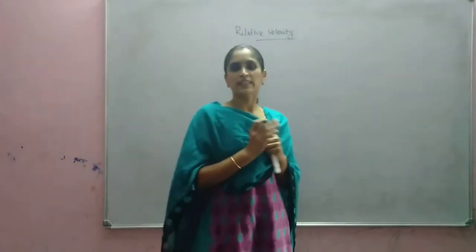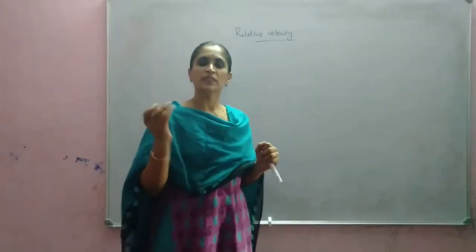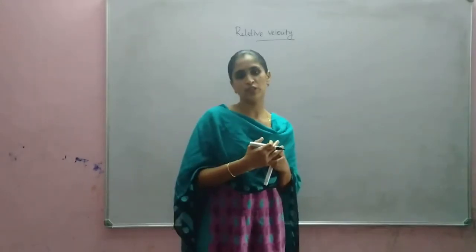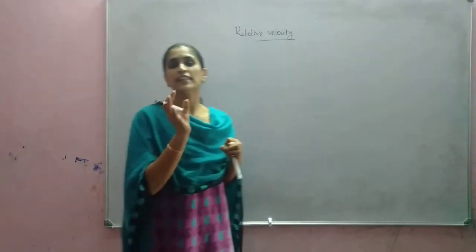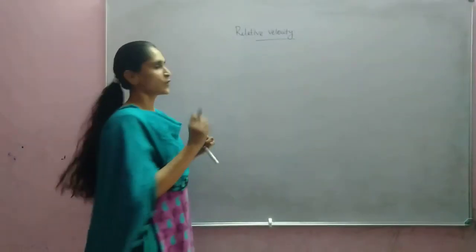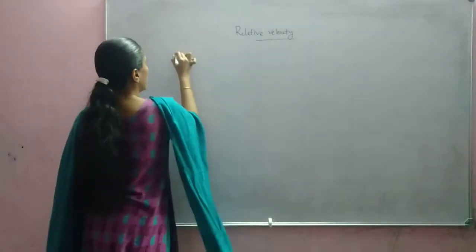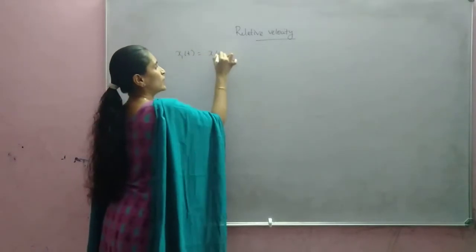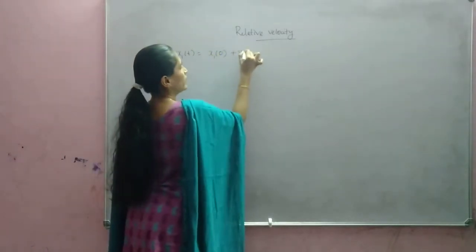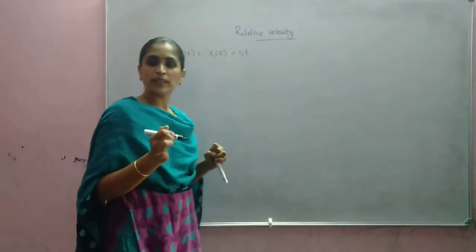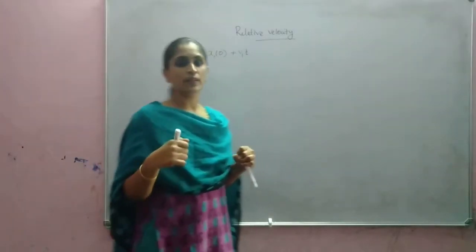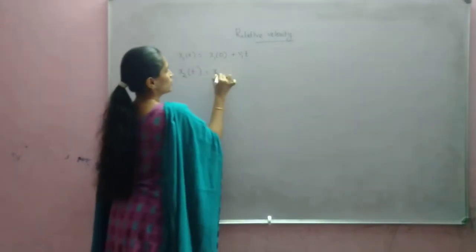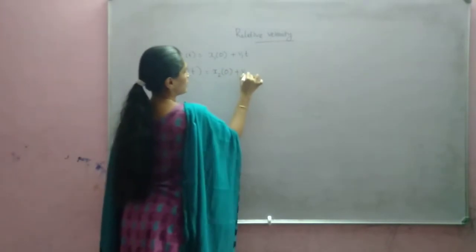If two objects are moving, they may be moving with different velocities, their initial positions will be different, and final positions will be different. So how to find the relative velocity of two objects? Okay. So we are considering two objects 1 and 2, and x1 of t can be written as x1 of 0 plus v1 into t, where we are assuming that these two objects are moving with uniform velocity. Similarly, x2 of t can be written as x2 of 0 plus v2t.